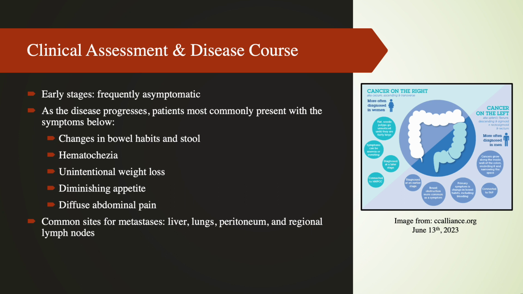Right-sided colorectal cancers are more proximal in the colon. They tend to ulcerate more than left-sided will. As a result, right-sided CRCs more commonly experience iron deficiency anemia secondary to GI bleeding, melena, abdominal pain, weight loss, and fatigue. In terms of metastases, CRC likes to spread to the liver, lungs, peritoneum, and the regional lymph nodes.